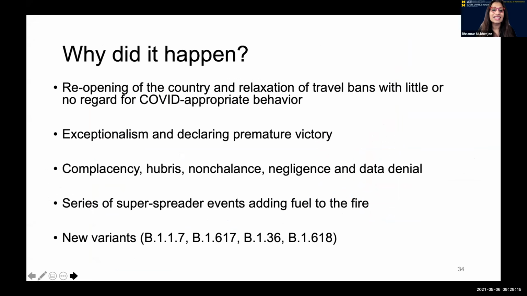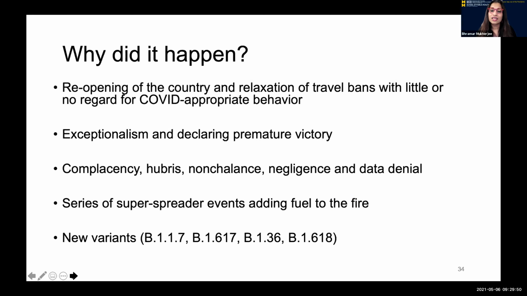And we can see that why did it happen? So I showed you the first curve, that the curve stayed below, very quiet and calm till February. And then at the same time, the country reopened and there were massive weddings happening, the relaxation of travel bans, and completely abandoned little or no mask use. And people and the policymakers and everybody felt that there was some sense of exceptionalism. And even people were delaying vaccination because there was no sense of imminent threat of the virus.